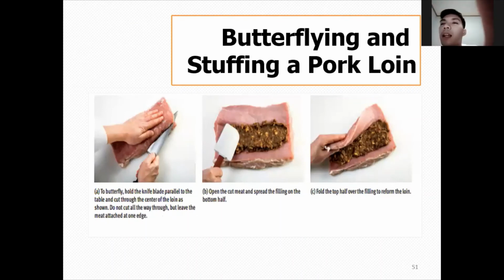For butterflying and stuffing a pork loin. First, to butterfly, hold the knife blade parallel to the table and cut through the center of the loin as shown. Do not cut all the way through, but leave the meat attached at one edge. Next, open the cut meat and spread the filling on the bottom half. Next, fold the top half over the filling to reform the loin.